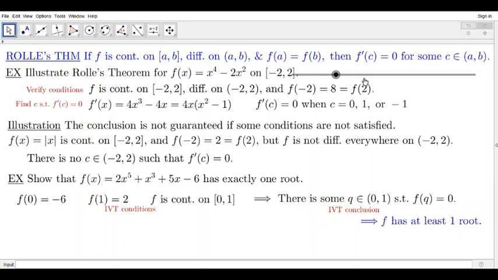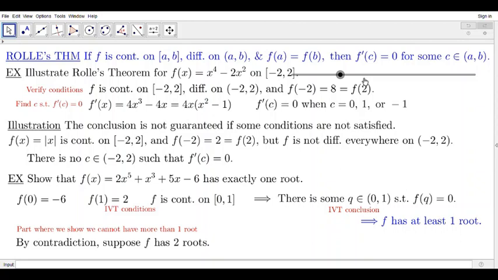Now what we're going to do is show that we cannot have more than one root. So the proof technique we're going to employ here is to prove by contradiction. Let us assume now the opposite of that and show that by assuming the negation of what we're gunning for, then something wrong in the universe is going to happen.